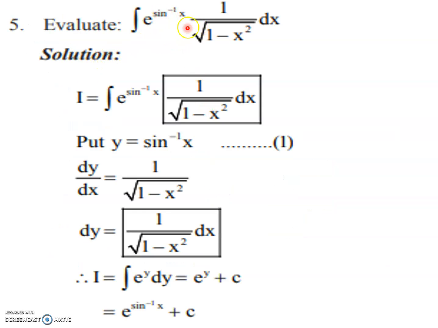Now evaluate the integral of e raised to sin inverse of x into 1 upon under root 1 minus x square. We know that the derivative of e raised to x is e raised to x, but the derivative of sin inverse x is 1 upon under root 1 minus x square. That's why we put y is equal to sin inverse x. Differentiate with respect to x, dy by dx is 1 upon under root 1 minus x square. So dx goes to this side, dy remains the same. dy is equal to 1 upon under root 1 minus x square dx. Instead of 1 upon under root 1 minus x square dx we put dy, and instead of sin inverse x we put y.